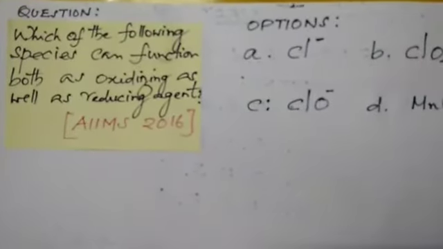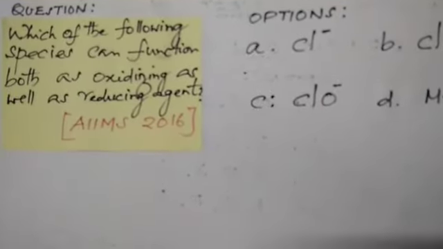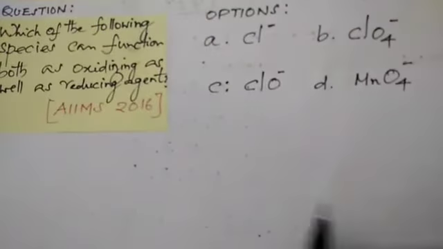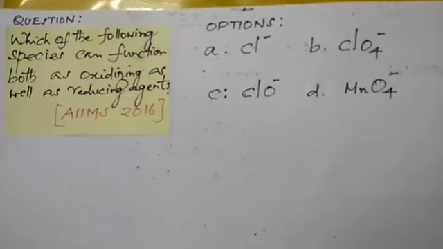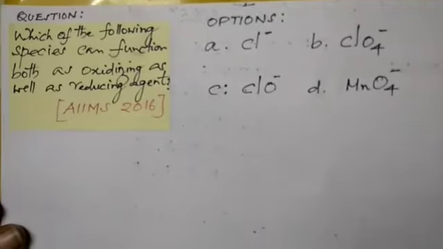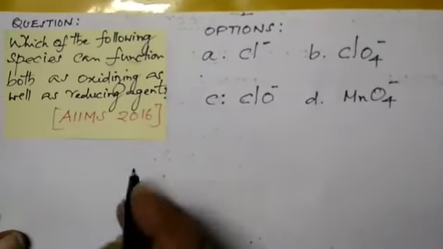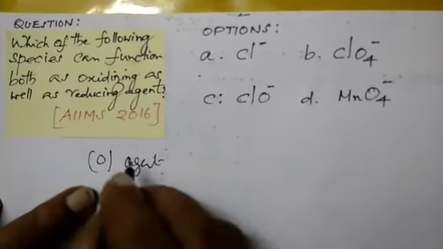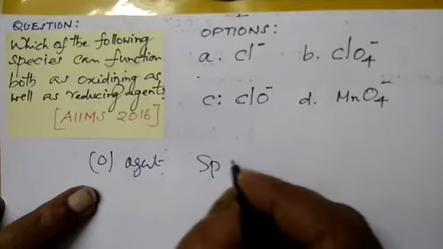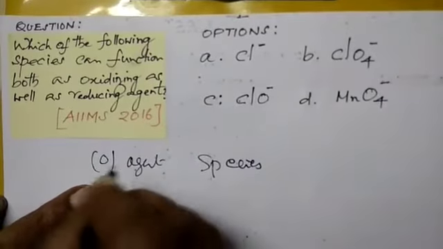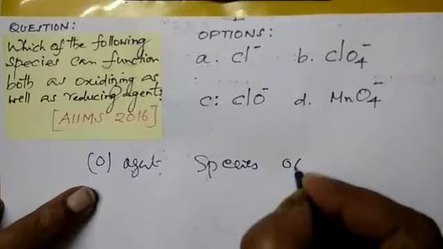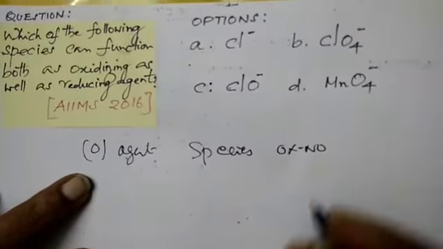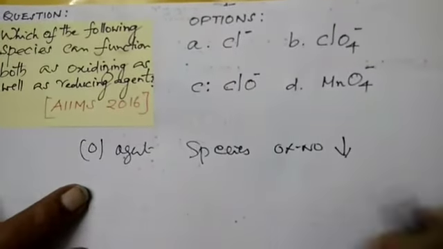Which of the following species can function both as an oxidizing as well as a reducing agent? You are provided with the 4 species, and one of them is going to act as both an oxidizing and a reducing agent. So what is the meaning of oxidizing agent? The species oxidation number, when acting as an oxidizing agent, is itself getting reduced. That means its oxidation number should decrease.